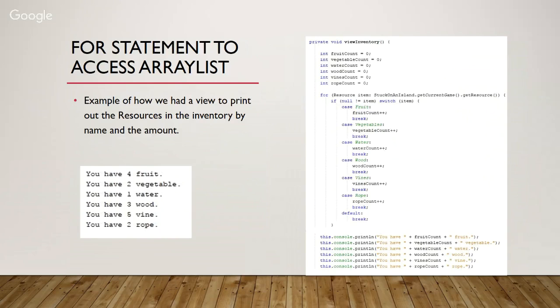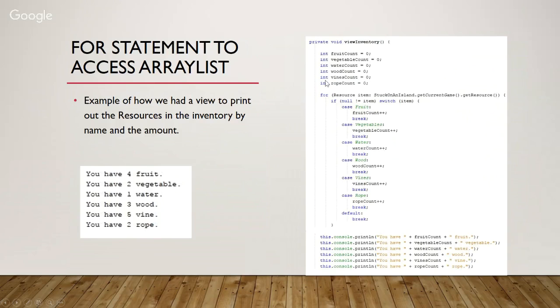and the amount. So you can see here in the switch for a game menu view, we have our view inventory. And what this does is it initially sets all of the counts to 0 for all the different types of resources here. And what it's doing is it's using a for statement to go through the list from get current game, get resource, and that's where we have hard coded it in for the purpose of right now. We have hard coded in how many fruits, vegetables, water, etc. we have. So for each case of fruit, vegetables, waters, etc., it's going in and adding +1 to that count from 0.